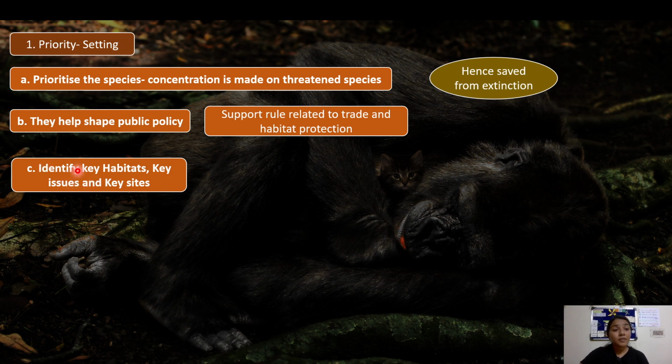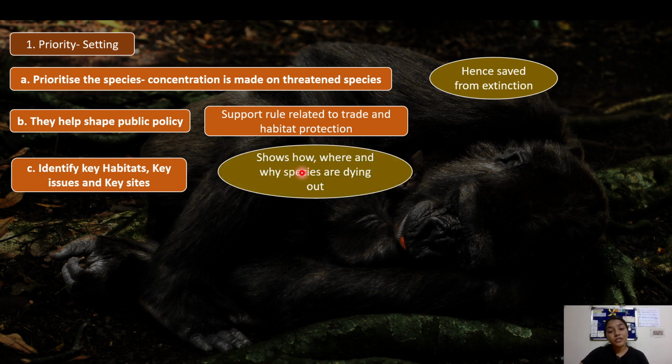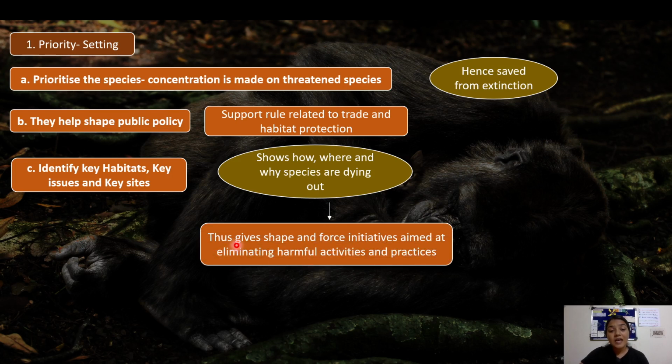Third is the Red Data Book identifies key habitats, key issues and key sites. So it shows how, where and why species are dying out. Basically the point is that the Red Data Book gives a detailed analysis of how, where and why the species are dying. Why are they going towards extinction? It gives a detailed analysis, and thus it gives shape and force to initiatives aimed at eliminating harmful activities and practices.